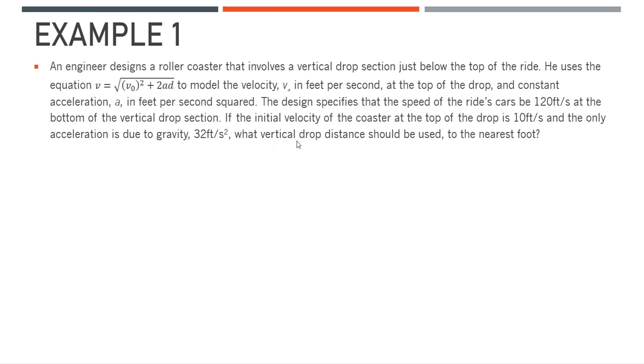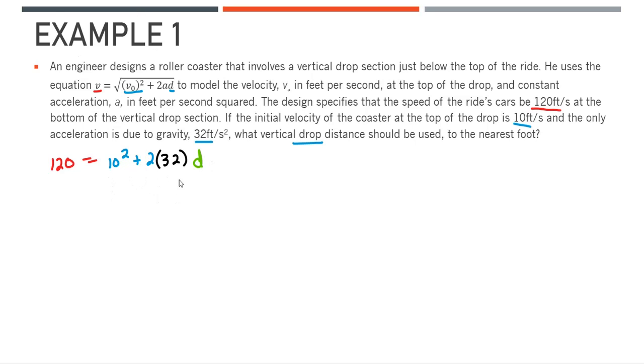So first off, we're looking for vertical drop distance. That's our d value. So from the rest of the information, we should be able to find our other values. Our final velocity that we're looking for, we're told is 120 feet. So it's going to equal 120. We're also told that this starts at 10 feet. So our initial velocity is going to be 10 feet per second squared plus, and our acceleration we're given as 32. So that's going to be 2 times 32. And then we still have that d value that we're looking for.